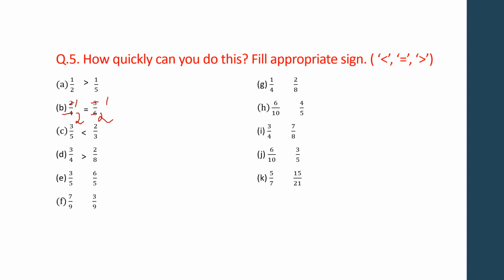3 by 5 and 6 by 5. Simple one. 6 by 5 is greater. 7 by 9 and 3 by 9. Simple fraction now for us, like fraction. 7 by 9 is greater.